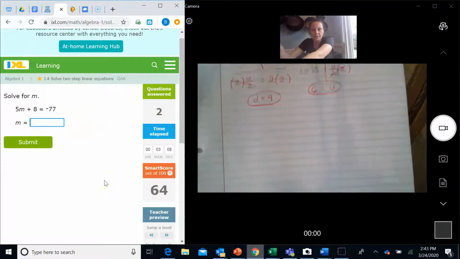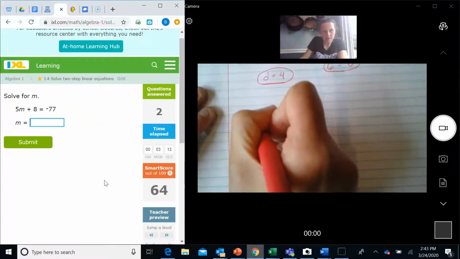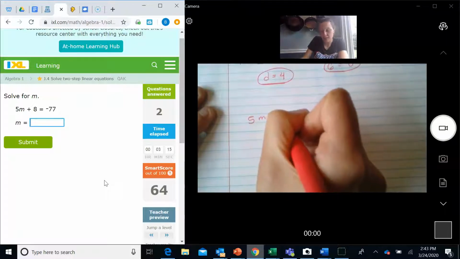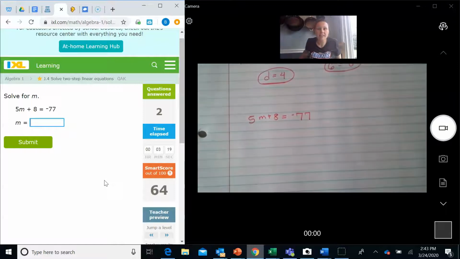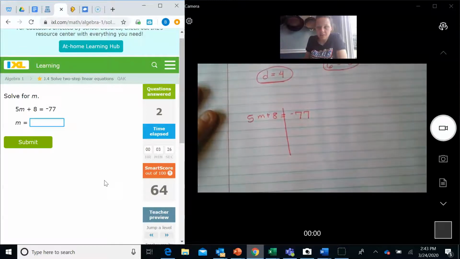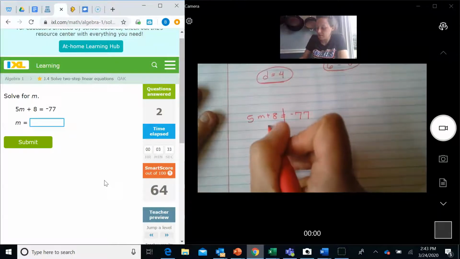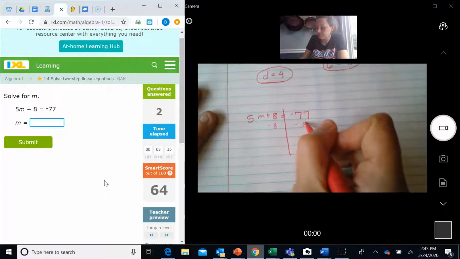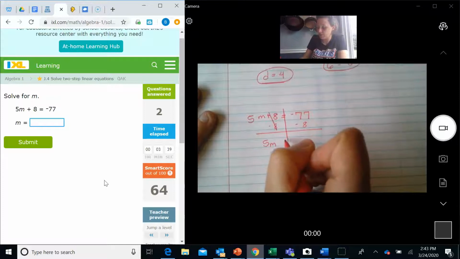Last one that we're going to do, we've got 5m plus 8 equals negative 77. This time I need to get m by itself because m is my variable. So I'm going to put my line down the middle. 5m is my term, so I need to get 5m by itself. The opposite of adding 8 is subtracting 8. That cancels. 5m is left over.